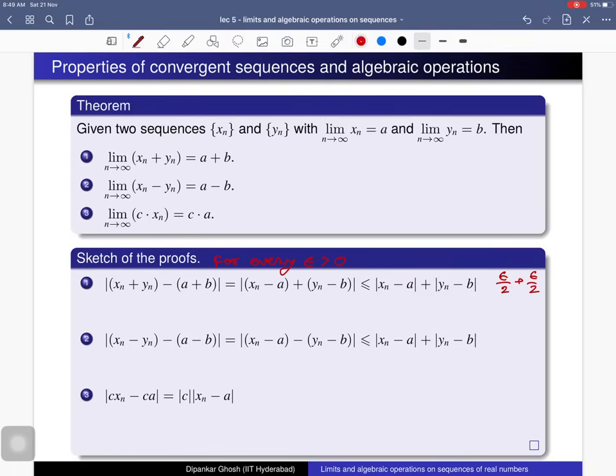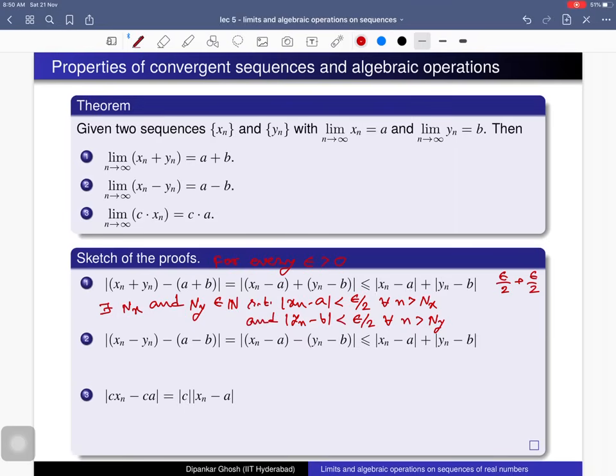So I should write that there exist nx and ny, some natural numbers, such that this difference xn minus a is less than epsilon by 2 for all n greater than nx, and this difference yn minus b is less than epsilon by 2 for all n greater than ny. So it is less than this.